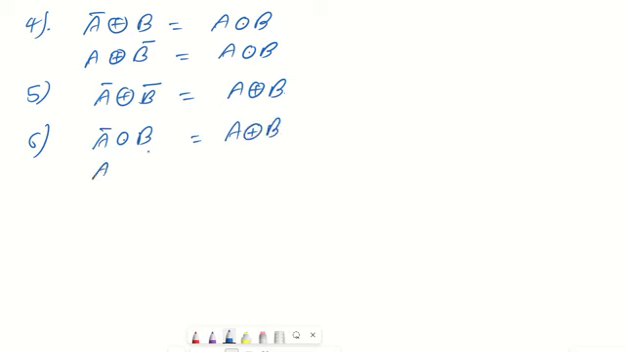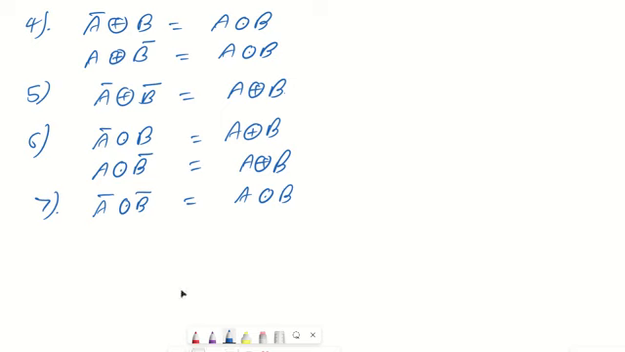Similar to that, a XNOR b bar is going to give me a XOR b, okay. And a bar XNOR b bar is going to give me a XNOR b. So it is the opposite of the XOR gate. You can take this as the seventh property, okay.